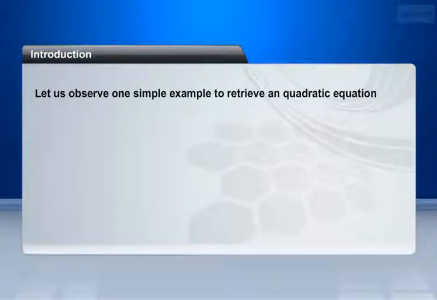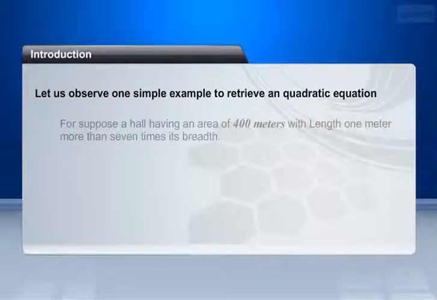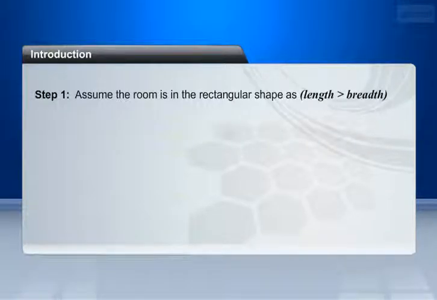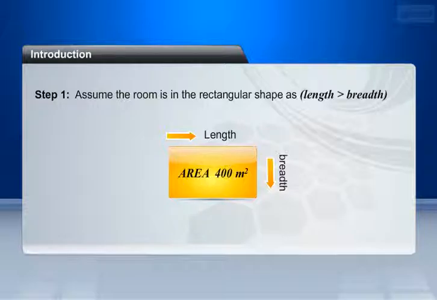Let us observe one simple example to derive a quadratic equation. Suppose a hall has an area of 400 meters squared, with length 1 meter more than 7 times its breadth. Solution. Step 1. As the length of the hall is more than the breadth, let's assume that the room is in rectangular shape.